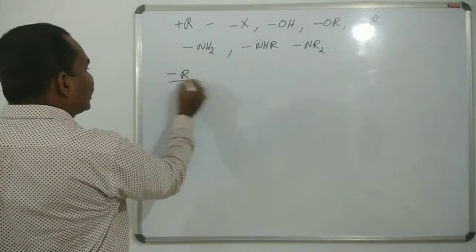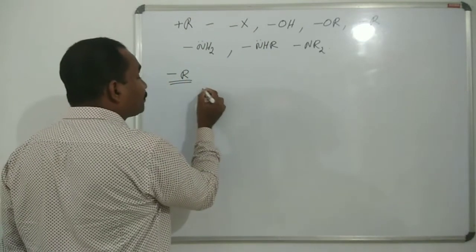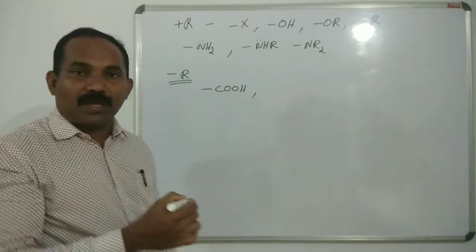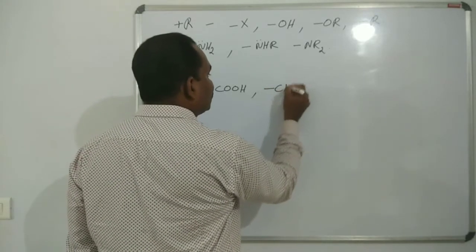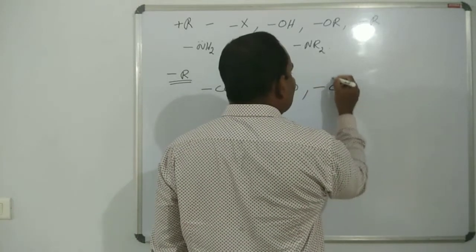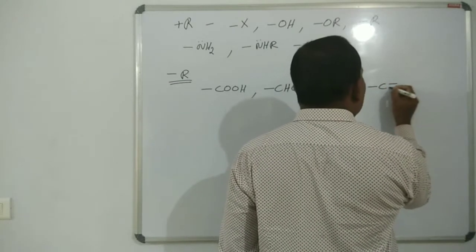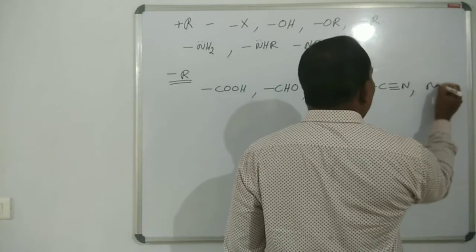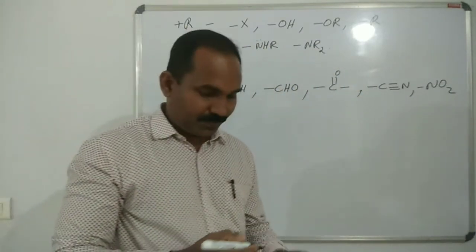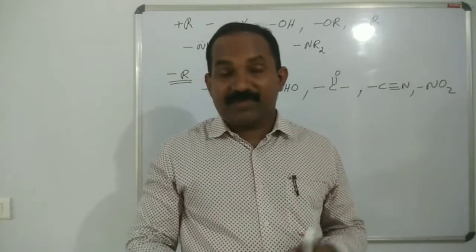And the minus R effect, minus resonance effect. The groups are COOH, the carboxylic acid group, CHO, C double bond O, that is the keto group, the cyanide group, NO2 group, CONH2 group, like that. Okay, so these have minus R effects.